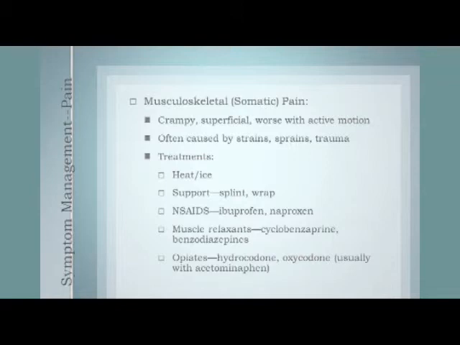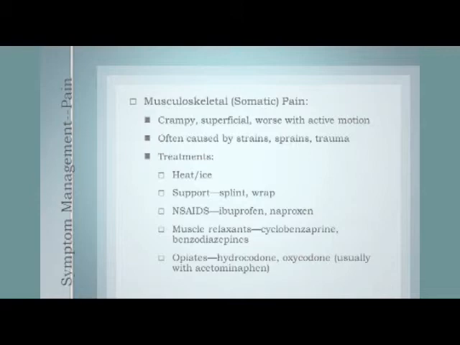So musculoskeletal pain, so somatic pain. This is your sprains, strains, muscle ache, muscle spasm pain. It tends to be crampy and superficial. It's located in the muscles. It's usually worse with active motion. Treatments, I mean, this is your basic, I twisted my ankle kind of pain. Heat, ice, support. Don't forget these simple things.